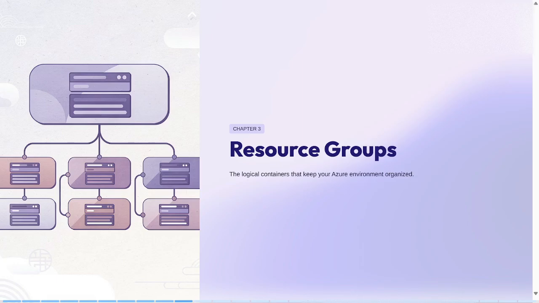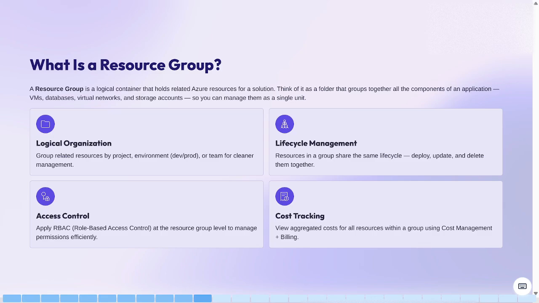Think of a resource group like a folder. A simple way to understand a resource group is to compare it with a folder on your computer. A folder helps you organize related files. Similarly, a resource group helps you organize related Azure resources. In an organization, managing these resources becomes difficult. Resource groups allow administrators to organize resources based on projects, applications, environments, teams, departments.